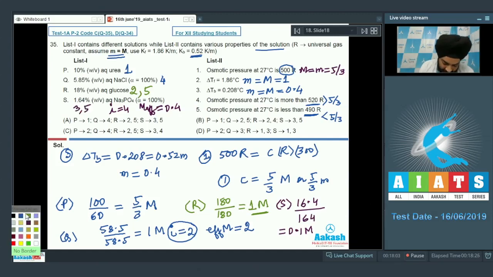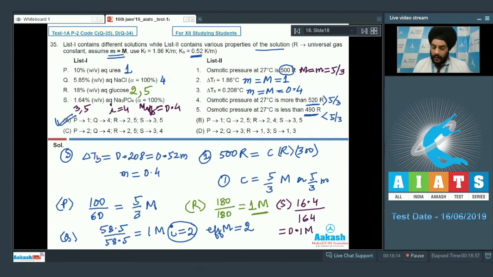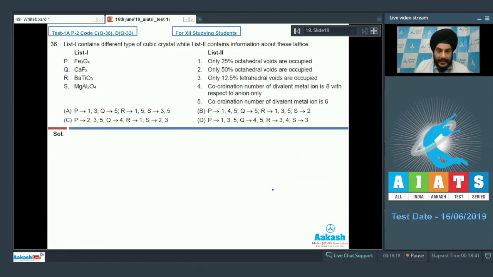And if you look at the options which are given to us, we can clearly see that the correct matching is given in the first option. So for question number 35, the correct answer has to be marked as option A. Let us look at the next question now. Question number 36. So list 1 contains different types of cubic crystal while list 2 contains the information about these lattices. Okay. So in the option P, we have Fe3O4.